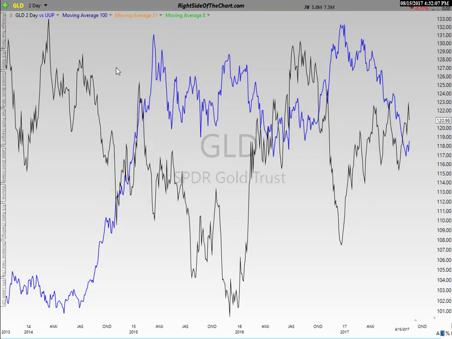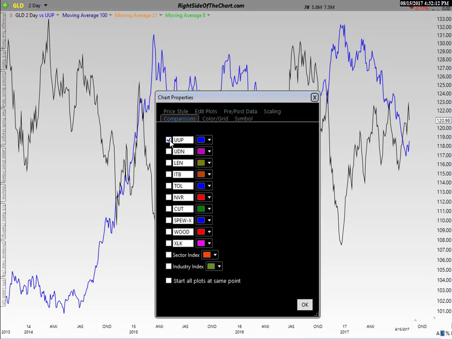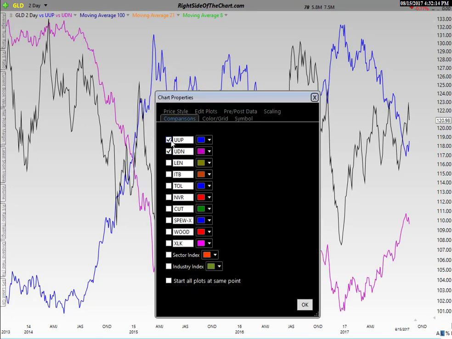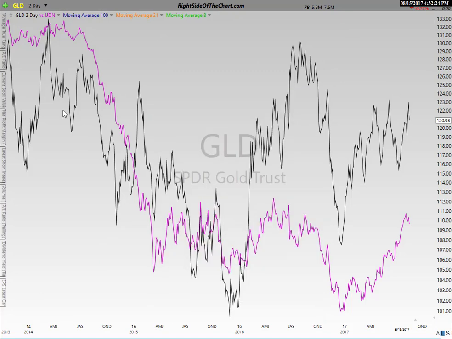And if you're not a very visual person, sometimes this might help. I've done this before as well. If we compare it with UDN, now I was using UUP, I could use a U.S. dollar index, that's just the ETF that tracks the dollar. I clicked on to compare gold to UDN, which is the inverse dollar ETF, and you can see almost a near perfect correlation.